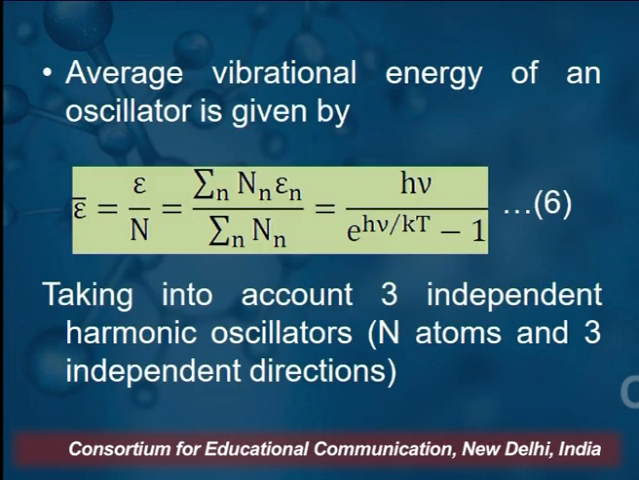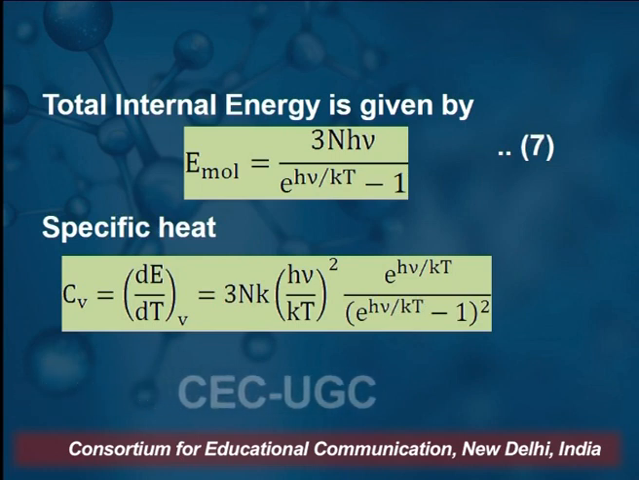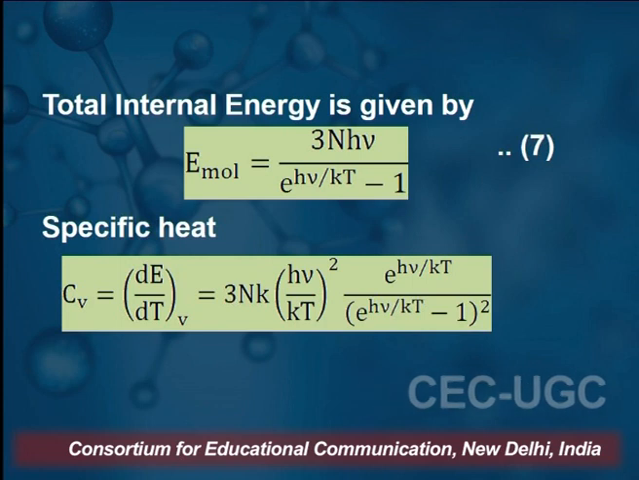Then the average vibrational energy of the oscillator, epsilon bar, will be given by the summation over n of Nn epsilon n upon the summation over n of Nn. That should be equal to h nu upon e to the power of h nu by kT minus 1. This I label as my equation number 6. Taking into account 3 independent harmonic oscillators, the total internal energy per mole will be E mole equal to 3N h nu upon e to the power of h nu by kT minus 1.